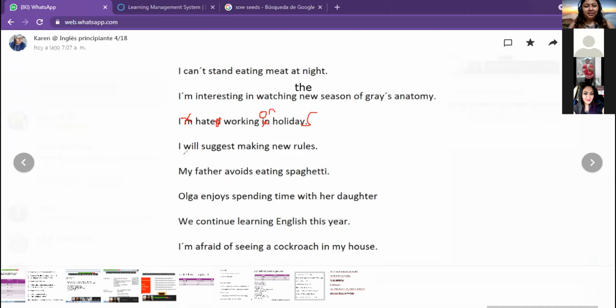Okay. Now, the next one, pronunciation, suggest. Suggest. Suggest. Okay, pronunciation here. Daughter. Two syllables. Daughter. Daughter. Okay. And, okay, I've seen a cockroach. Yeah, that's good. Great examples, guys.